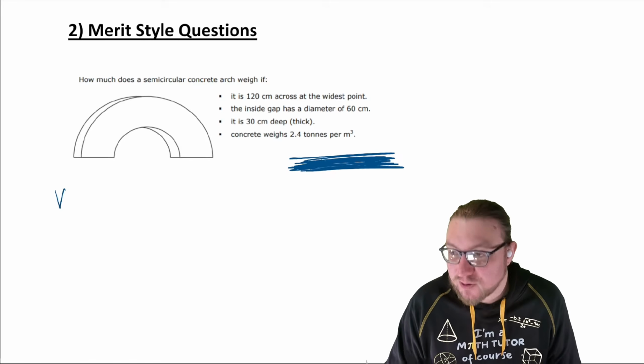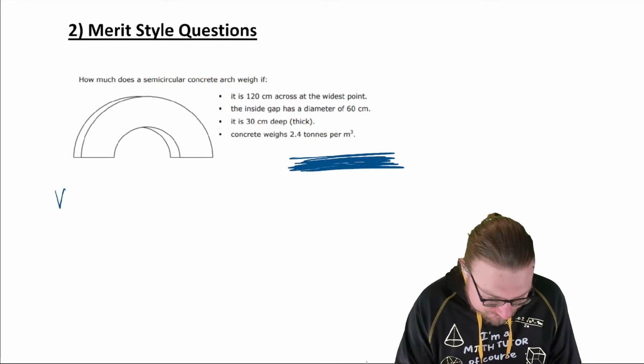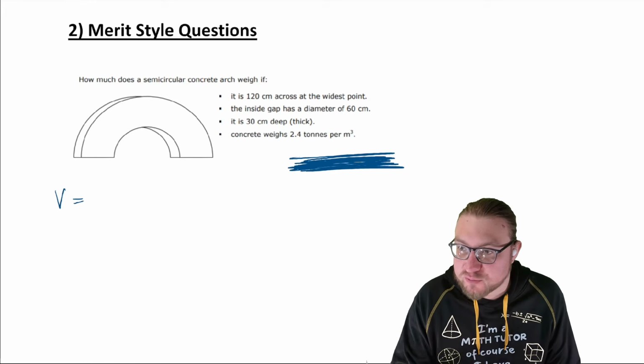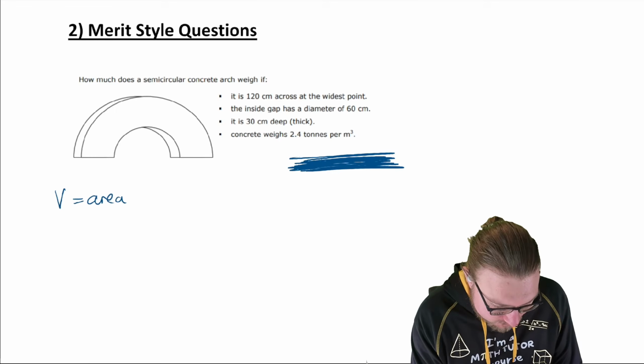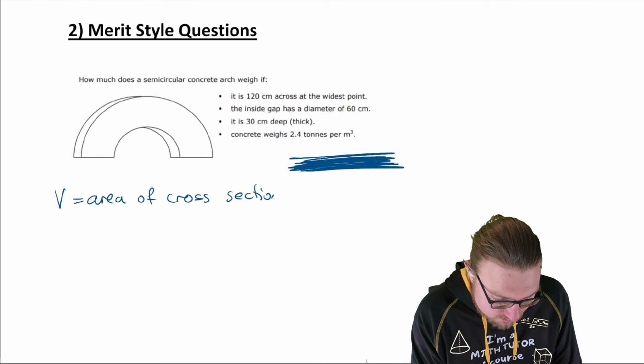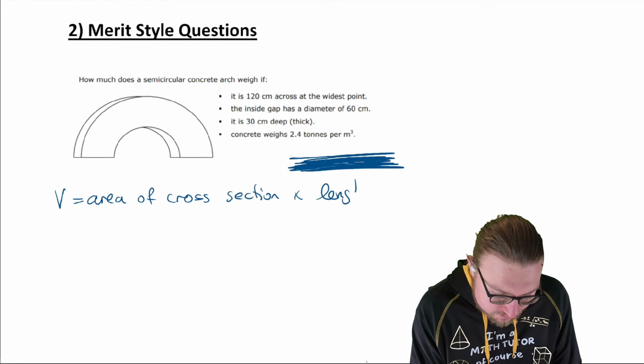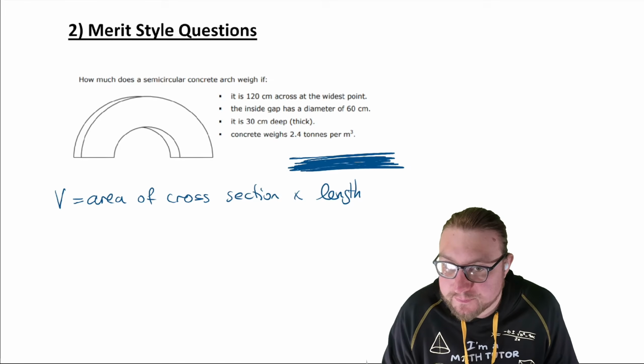Okay, so we're going to be using our prism here. And the volume formula for the prism in your formula sheet will tell you it's the area of the cross section times by the length of the shape.